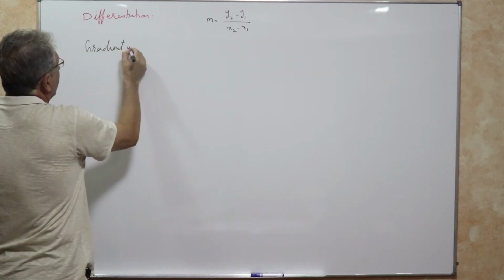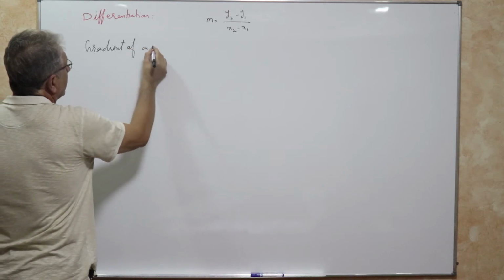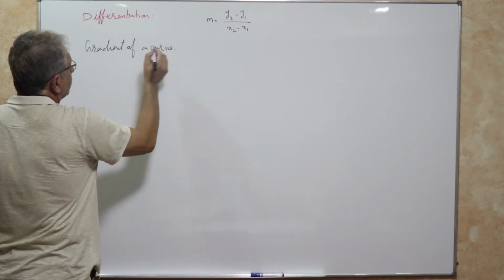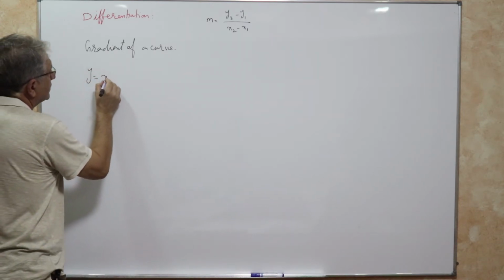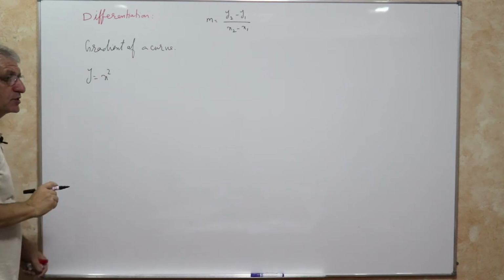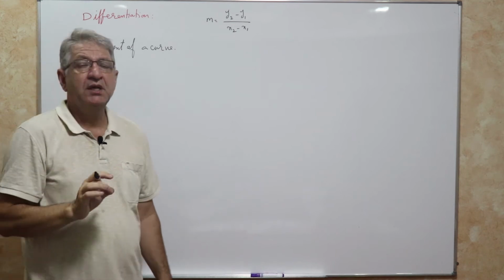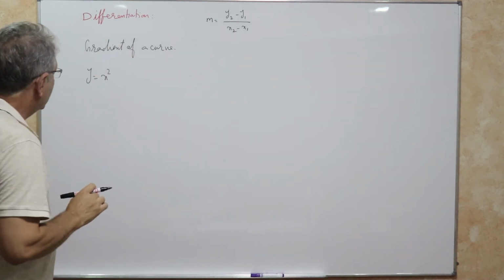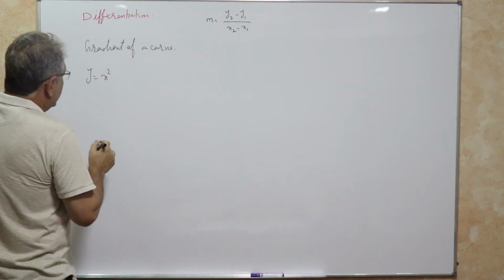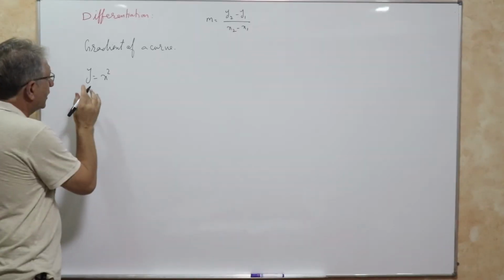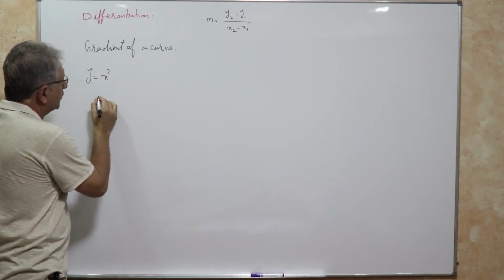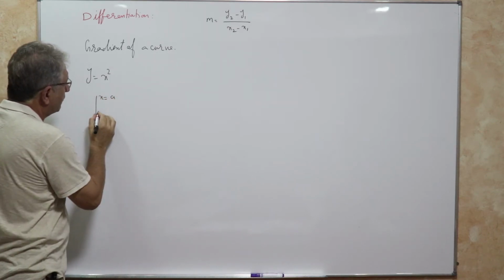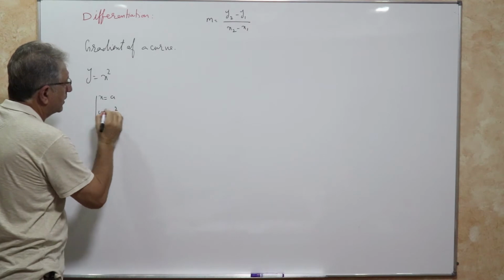Gradient of a curve. For example, let y equal to x squared be a curve, and let us find the gradient of this. We know that the gradient of this curve at different points are different numbers. Suppose we are having a point on this curve where the x value is equal to a, so the y value will be equal to a squared.